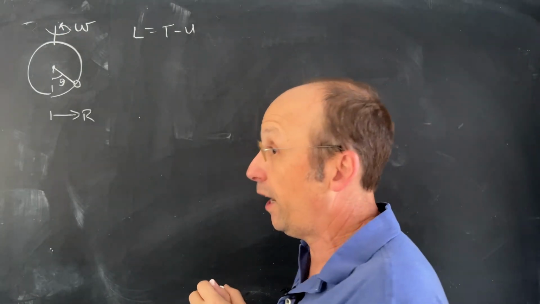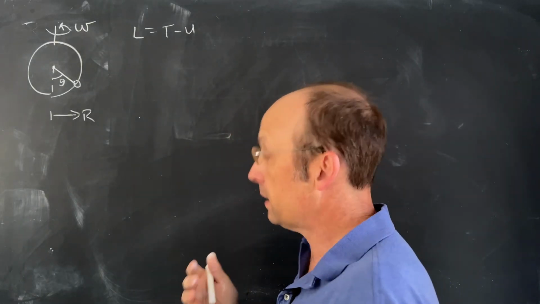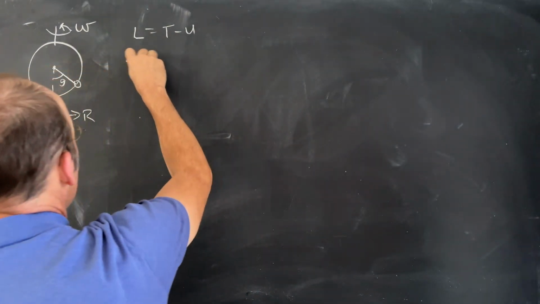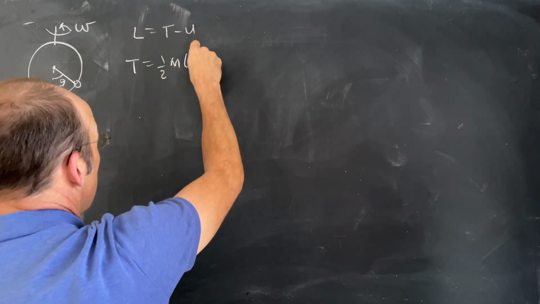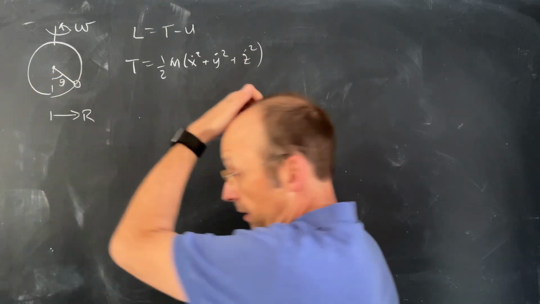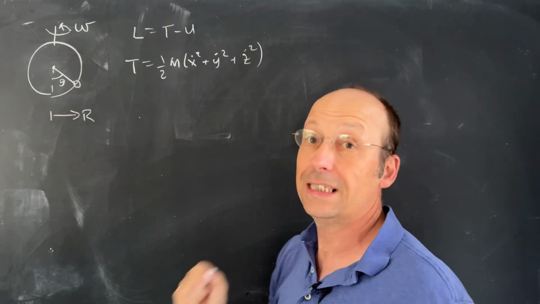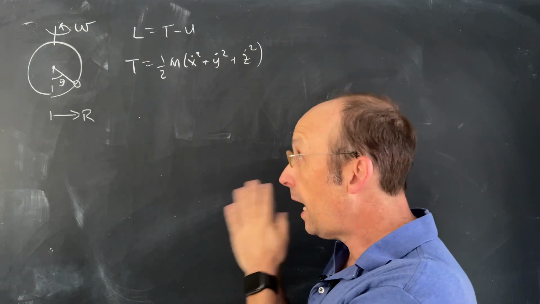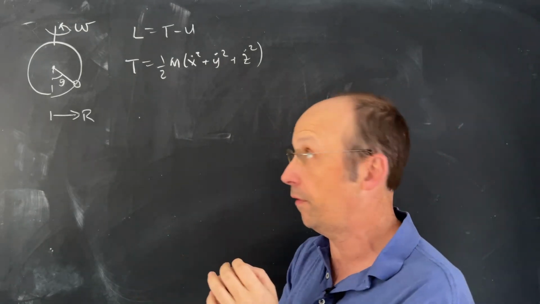So instead I'm going to write the Cartesian coordinate version of this, because I know in Cartesian coordinates I have to have 3 variables. T is 1/2 m (x dot squared plus y dot squared plus z dot squared). And then the potential energy, let's call this the z direction, would just be mgz. Now, how do I get a relationship between x, y, z and theta? That's the question. Then I can take those derivatives.